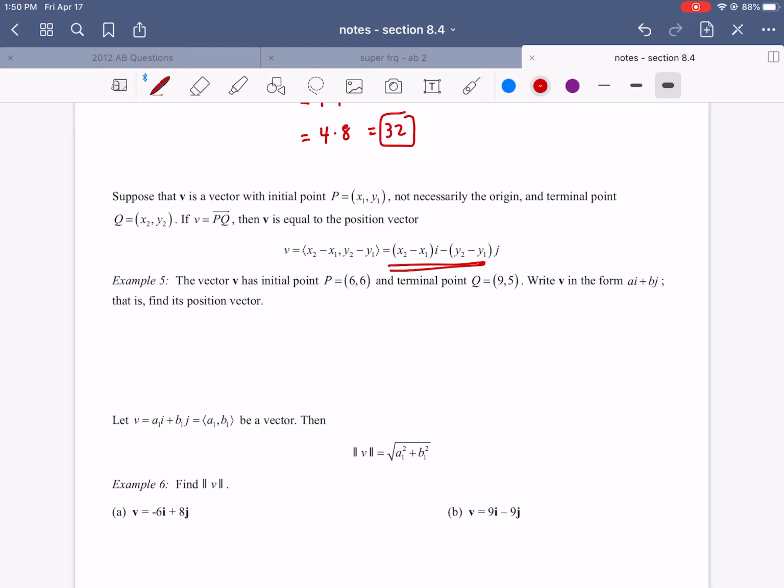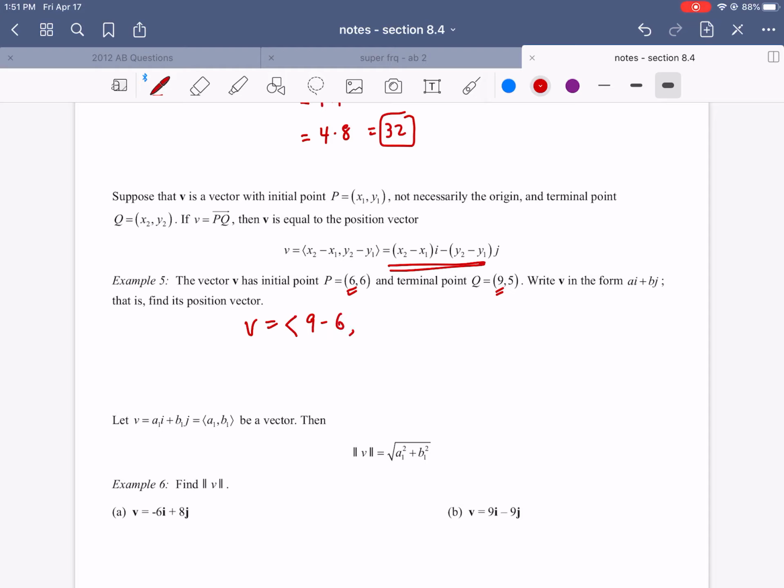Okay, so we have the vector v has initial point P of 6, 6 and terminal point Q of 9, 5, and we want to write the vector v in the form ai plus bj, and what that means is to find its position vector. So I'm going to start by writing that the vector v is equal to, and then I like to use this shamrock notation. This symbol right here is called a shamrock. It kind of looks like a less than or a greater than sign. And for the first component, or the x component of this vector, we're going to take the x-coordinate of the terminal point, which would be 9, and subtract the x-coordinate of the initial point, which would be 6.